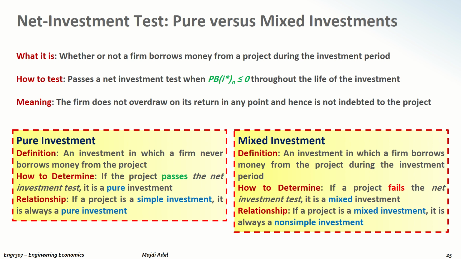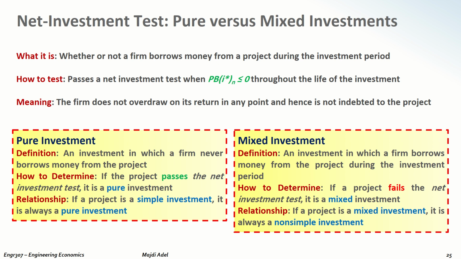On the other hand, mixed investments are the investments where the company borrows money from the project. To know: if the project balance at any year is greater than zero, positive, then it fails the net investment test and it is a mixed investment. And every mixed investment is non-simple, but the opposite is not always true. That is, every mixed investment is non-simple, but the opposite is not necessarily correct.